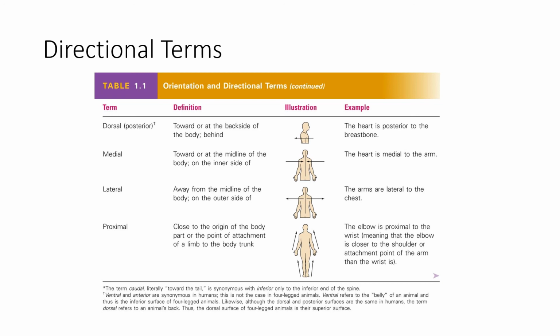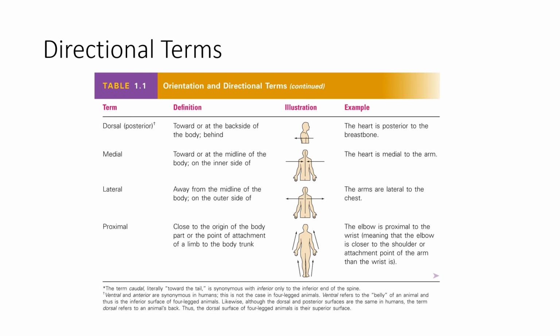Next, we're going to be referencing towards the center of the body and the outside of the body. Medial is at or towards the midline of the body. The heart is medial to the arm because it's closer to the midline. Lateral is the opposite of this. It is towards the outside of the midline. The arms are lateral to the chest.